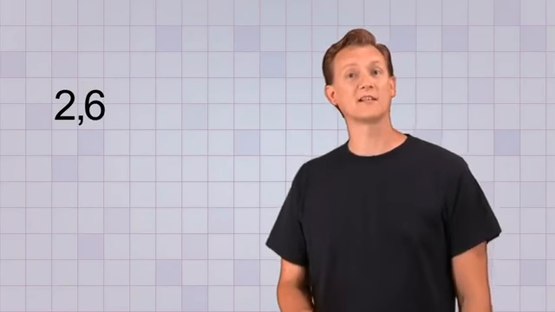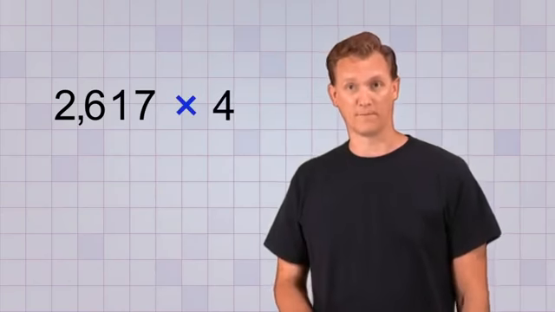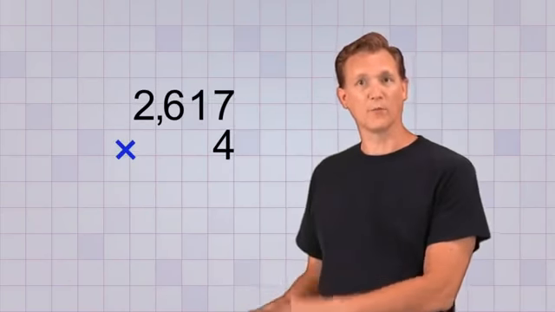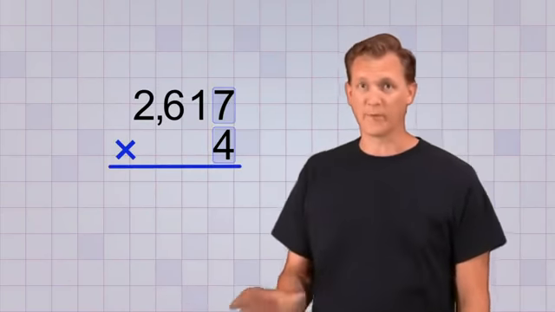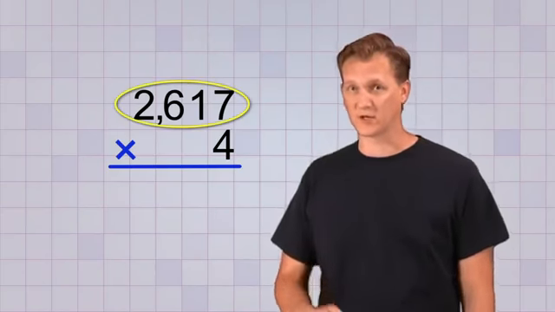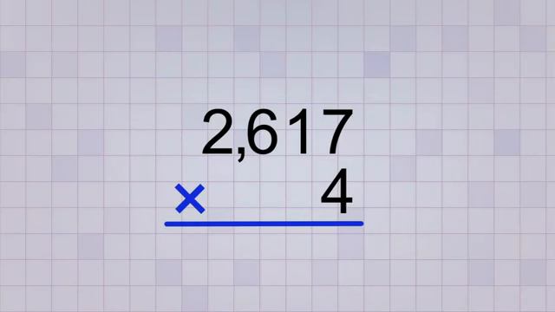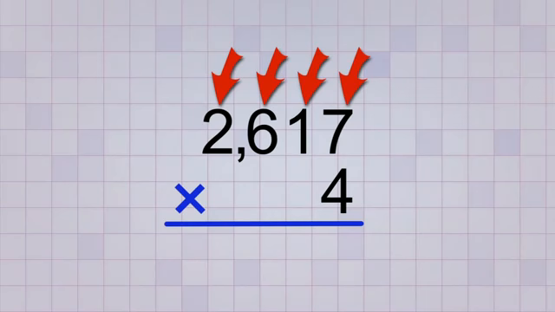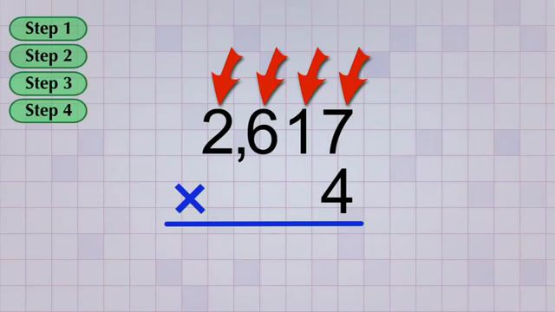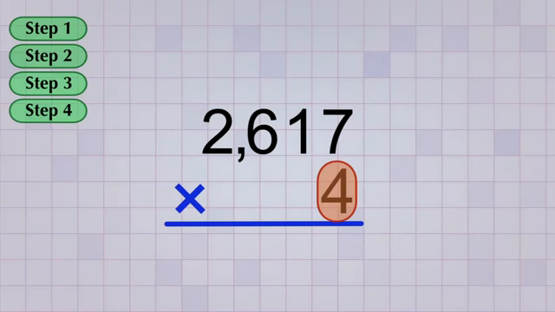Let's try one more example before you practice some on your own. Let's multiply 2,617 by 4. Again, we stack our problem with the ones places lined up, and we make sure that the number with the most digits is on top. Because our top number has 4 digits this time, it means we'll break this problem up into 4 small multiplication steps. We'll multiply the bottom digit by each digit in the top number, starting with the ones place on the right and working our way left.